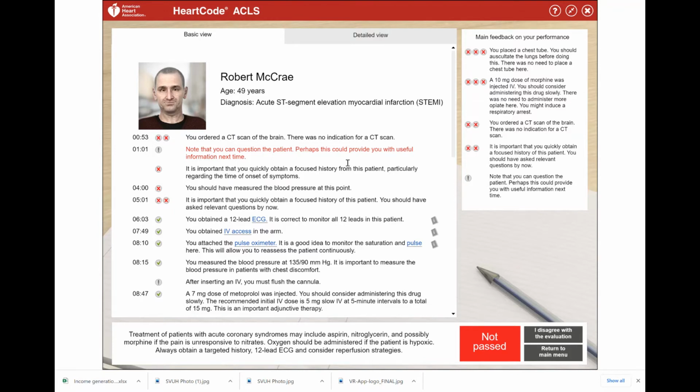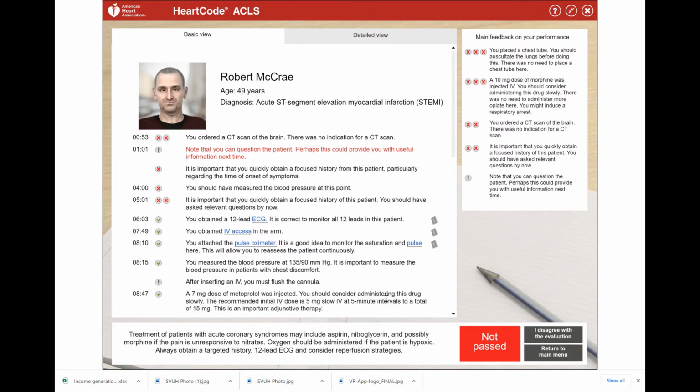So important, you gain a history from the patient. Yep. Should have measured the blood pressure. Agreed. Quickly obtain a focused history of the patient. Ask relevant questions. Anyway, we got an ECG, which is correct. Put a line in, and then we checked the obs. Blood pressure was okay. So then we give metoprolol.